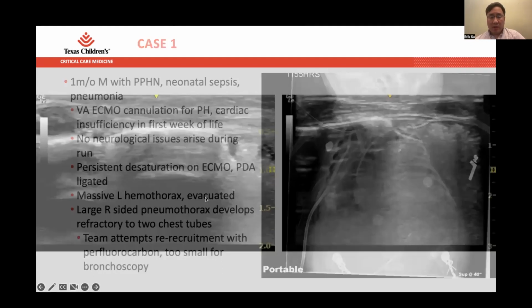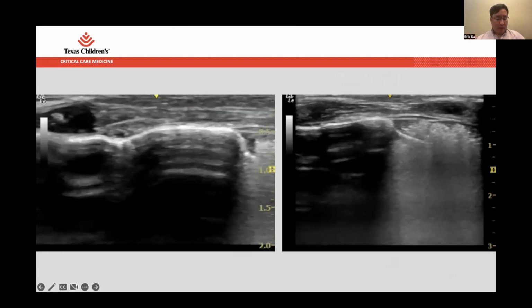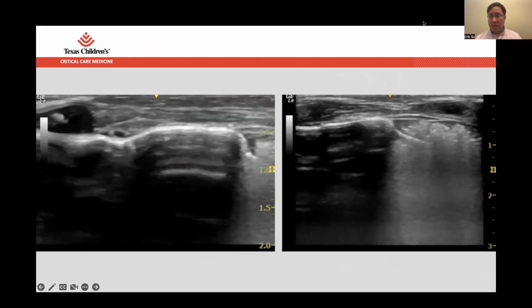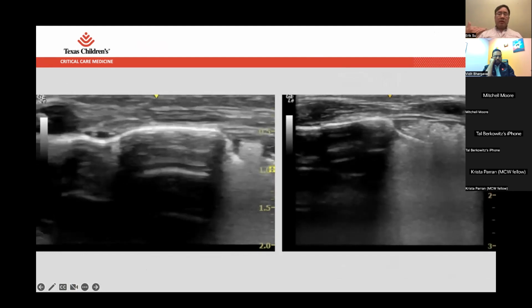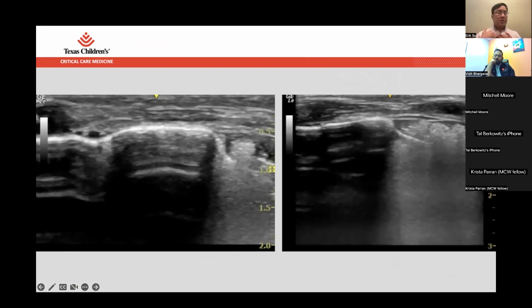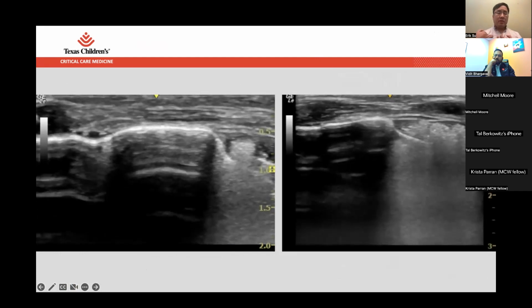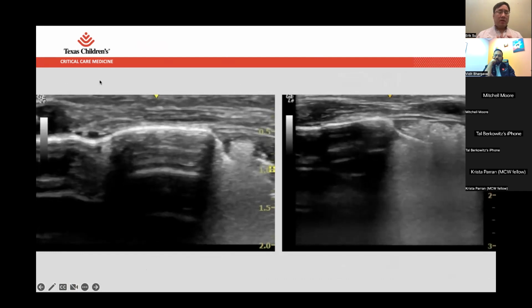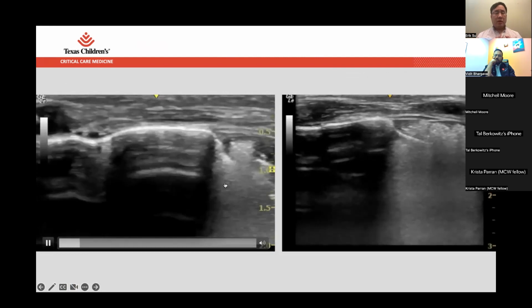And so what we did was, these views are kind of like, if you guys can see my camera, let me make sure my camera's on. So literally we put a linear probe on the affected lung, just in an axial orientation. The indicator in the upper left-hand of the screen is pointing towards the sternum, and to the right of the indicator is going lateral.